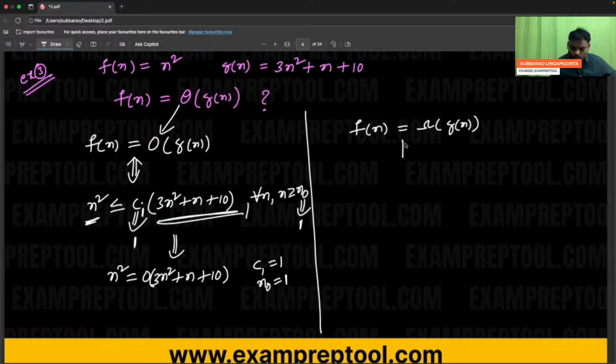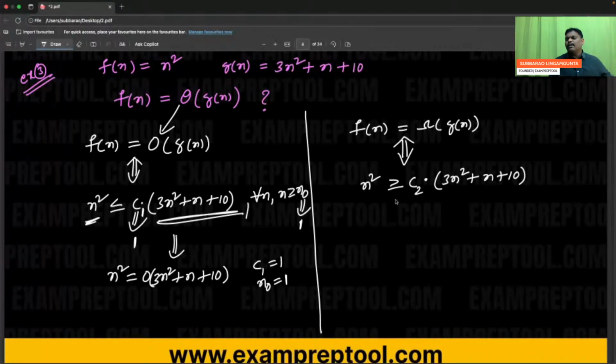So if you want to do this, you have to prove it. How? Let's check. f(n²) greater than or equal to some c2 times g(n), which is 3n² + n + 10. Right? So let's see how it is going to happen.